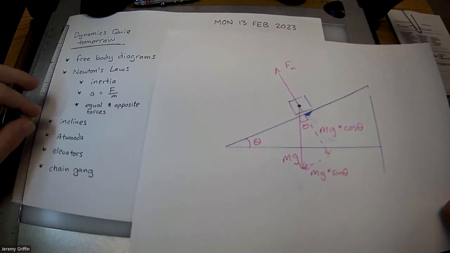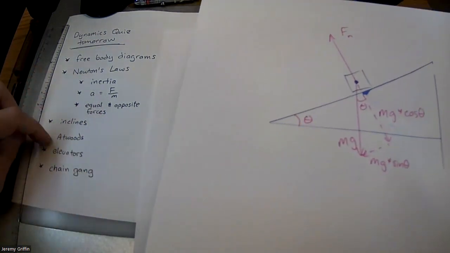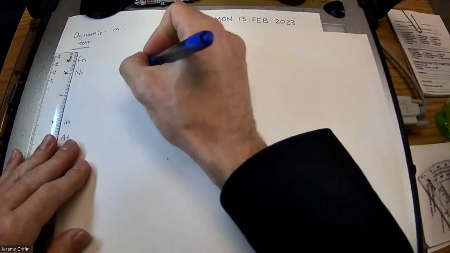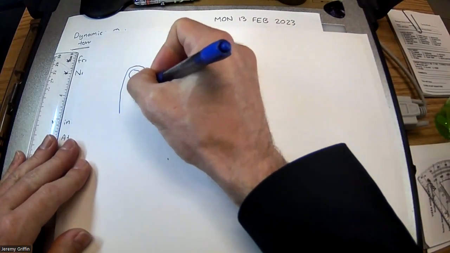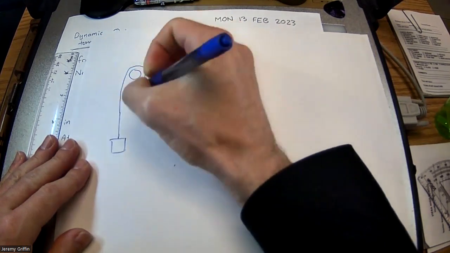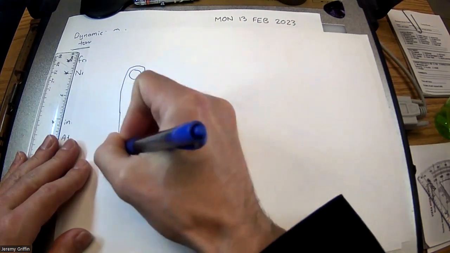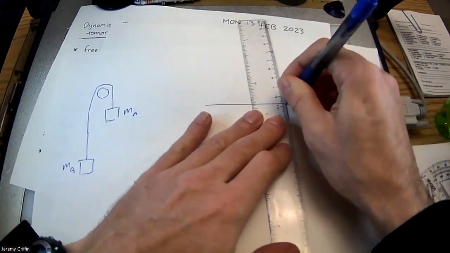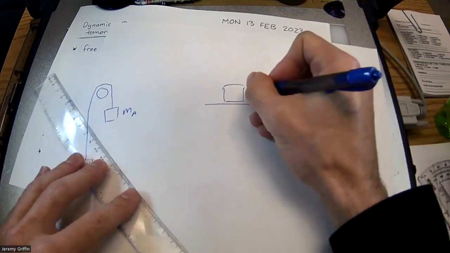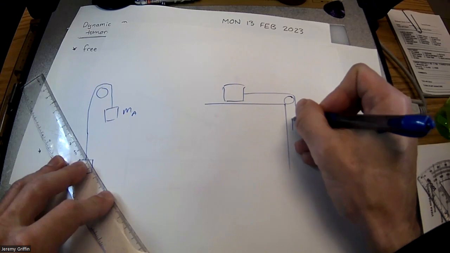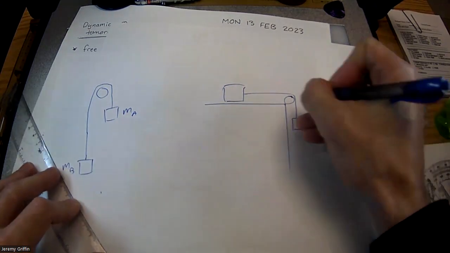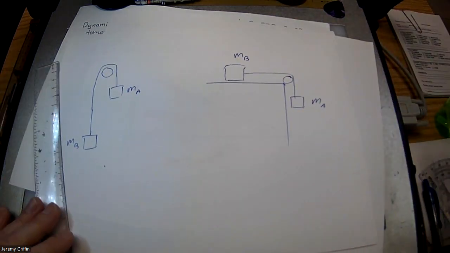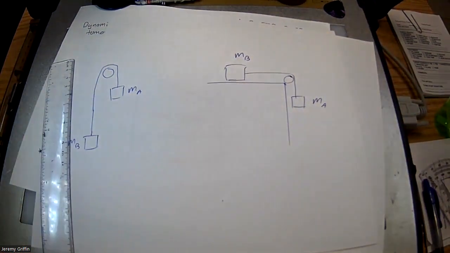So let's look at some Atwoods. There are two main categories of Atwoods you might run into. There's the classic Atwood, which looks something like this, with M sub A and M sub B. The other one you could run into, a lot of times they call a modified Atwood, where there's a block up here, with a massless frictionless pulley usually, and then another mass here, so it could be MA and MB like this. We're going to see some of these in the AP Classroom too.